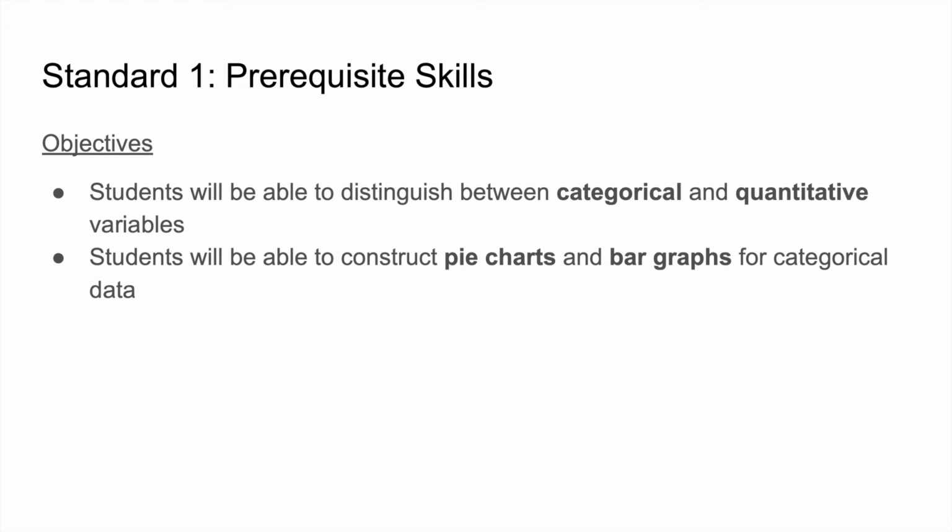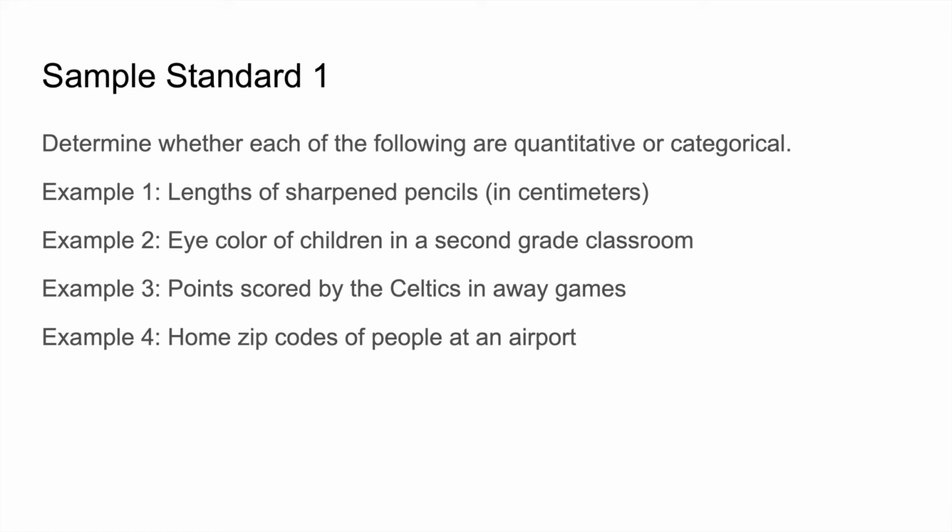And we summarize categorical data with pie charts and bar graphs, but for the sake of our standards, we are going to focus on your ability to distinguish between whether variables are quantitative or categorical. So go ahead and try these problems. Pause the video when you're ready. You can go ahead and hit play and we'll go over the answers.